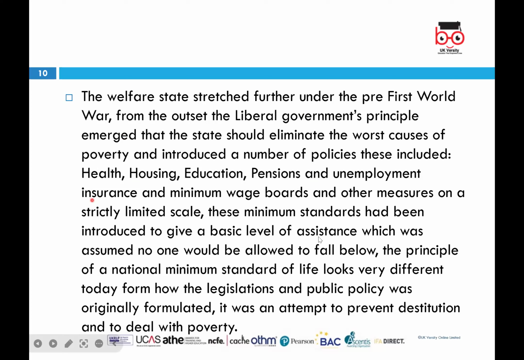So there will be a cutoff where you have to assess people, and below that cutoff is where you will give your assistance. This is to prevent destitution and to deal with poverty. Then there was the first National Health Insurance Act.